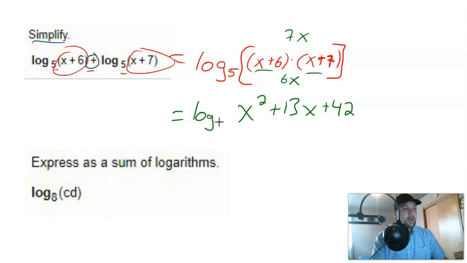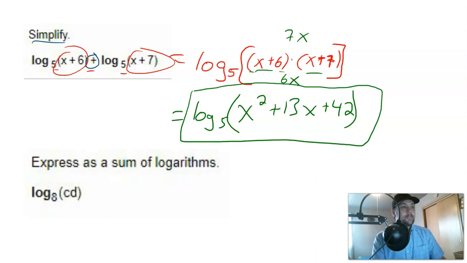And so we'll copy down the log base 5. And I'm using brackets here because we have parentheses inside the logarithm. So brackets just to make it a little easier to read. But since we no longer have parentheses here, I'll go back to just using parentheses as my container for what's inside the logarithm. And so this would be my final result.